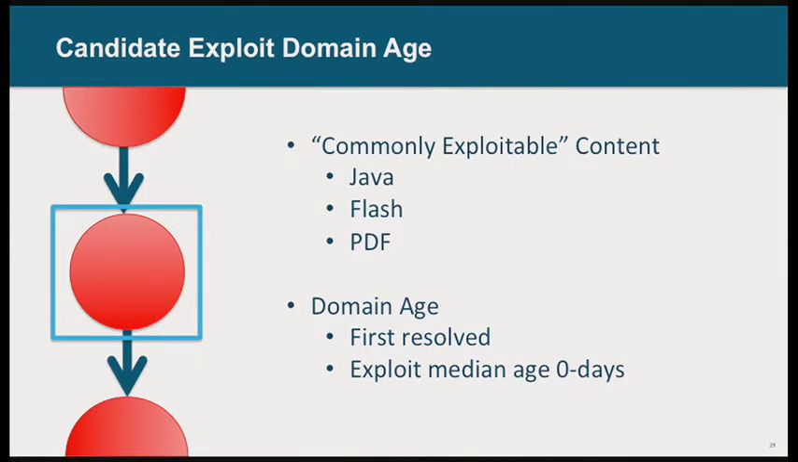And so the way we measure the domain age is we have a large passive DNS database, and we go to this database and we look to see the first day for which that domain is resolved. And we compare that to the day that we actually observed this download. And that gives us the number of days between the first observation of the domain and when we actually saw this malicious download. And so in our study data, for the drive-by downloads, the median age for the domains that had this exploitable content was 0 days.